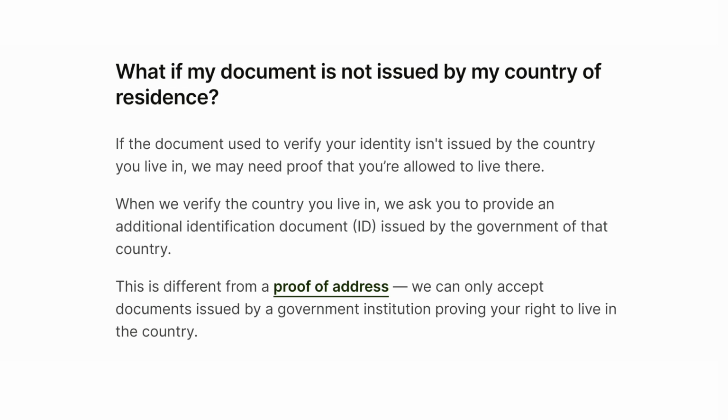So what if my document is not issued by my country of residence? If the document used to verify your identity isn't issued by the country you live in, they may need you to prove that you're allowed to live there. When they verify the country you live in, they ask you to provide an additional identification document issued by the government of that country. This is different from a proof of address. They can only accept documents issued by a government institution proving your right to live in the country.